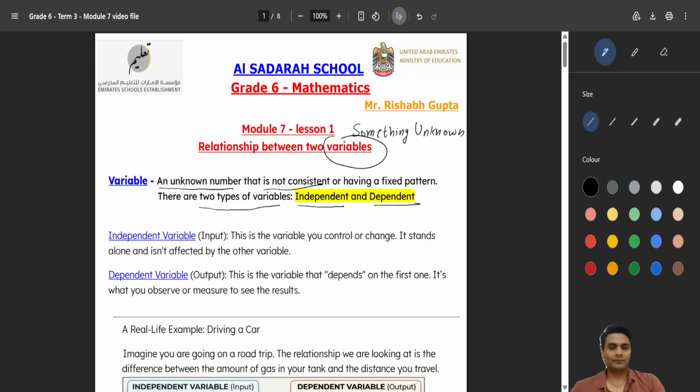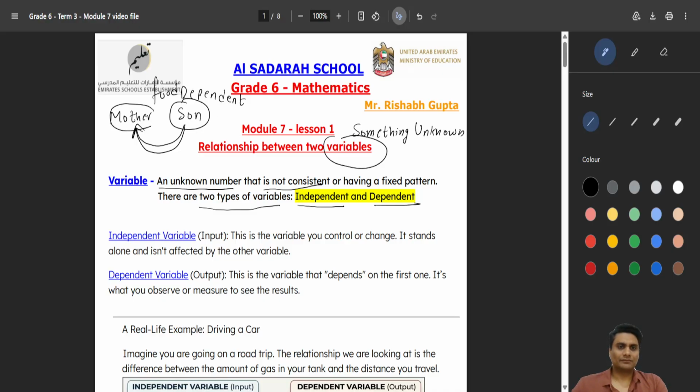How do we understand this? Let's say there is a mother and her son. Now, if we talk about food, the son has to ask the mother for the food, correct? So the son is dependent on the mother for the food. So we will call him the dependent variable, because he needs the mother to make him the food.